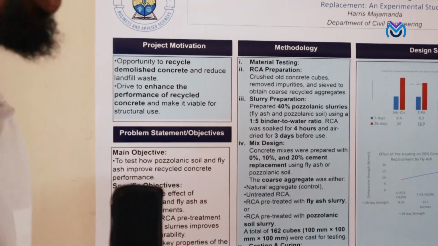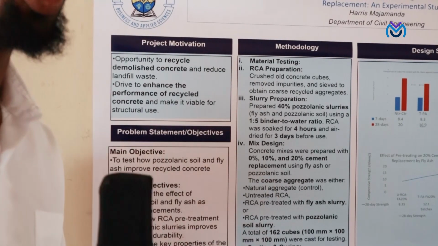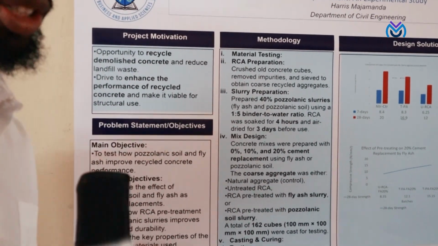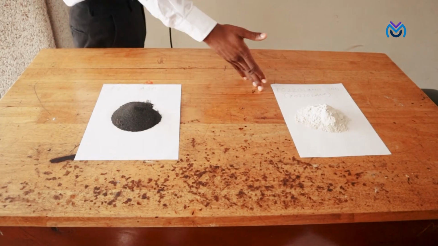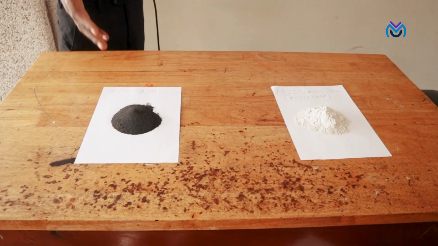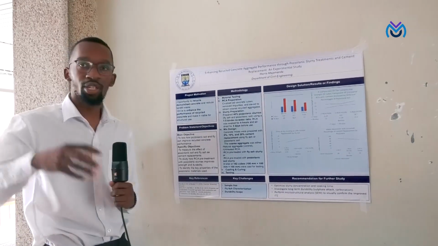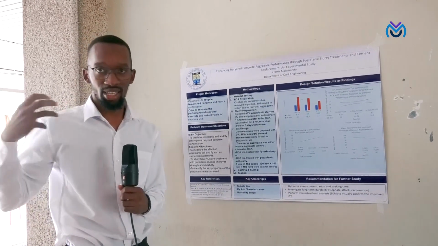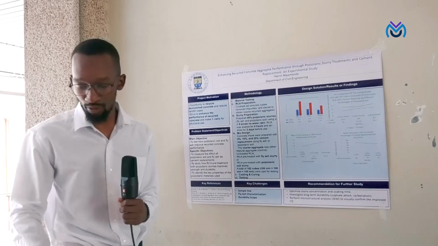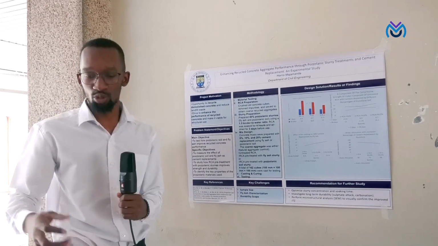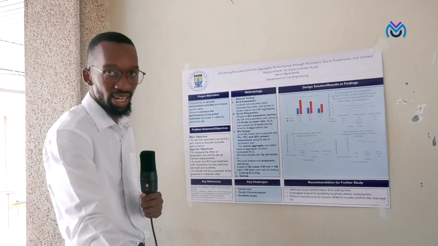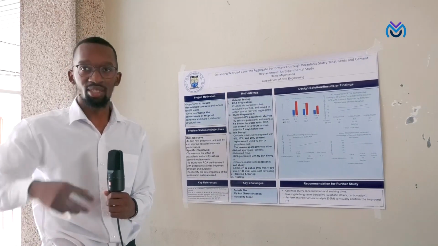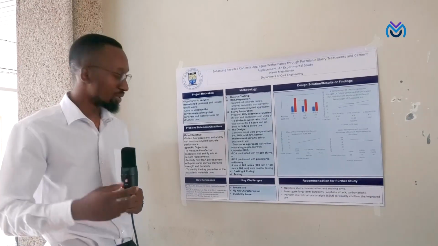The first was to measure the effect of pozzolanic soil replacing cement. These two materials, pozzolanic soil and fly ash, what is the effect as cement replacement? And of course, what is going to be the effect on strength if we treat recycled concrete aggregate using slurries made from these two? The third objective was to characterize these materials, to say what the characteristics are specifically, in cement replacement and treatment.